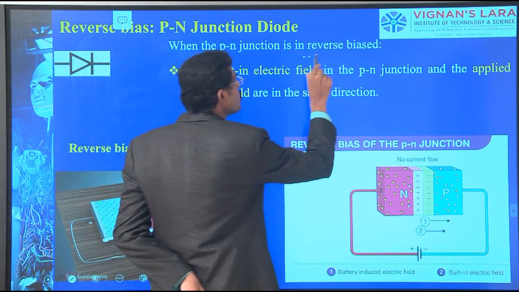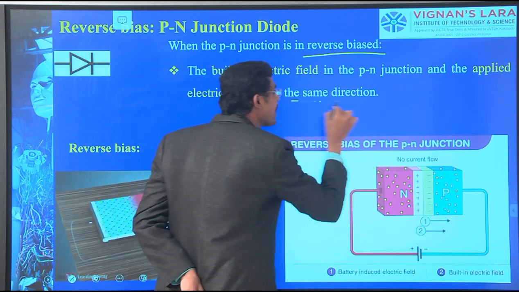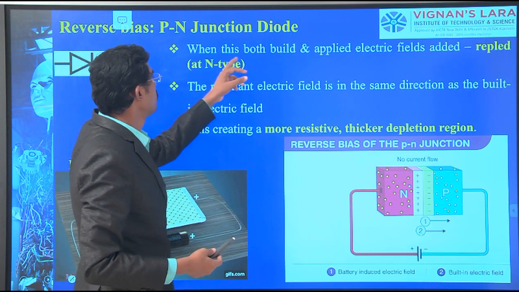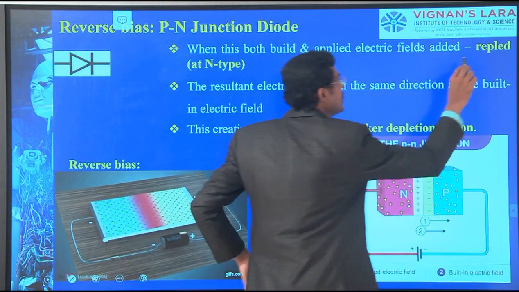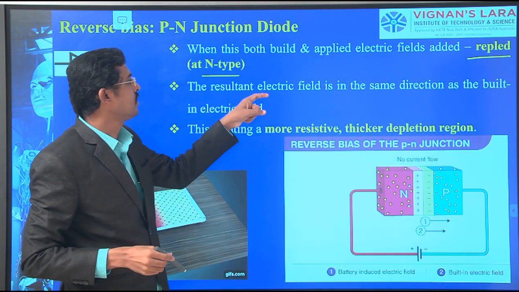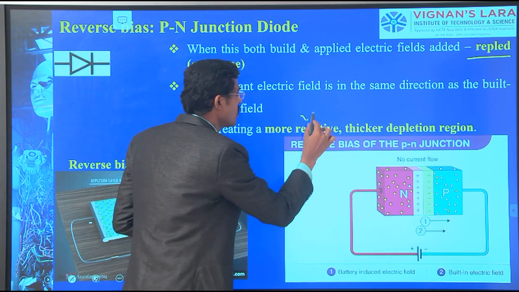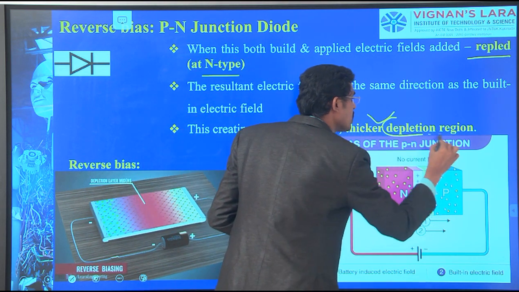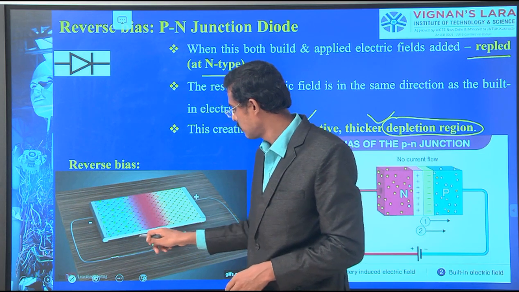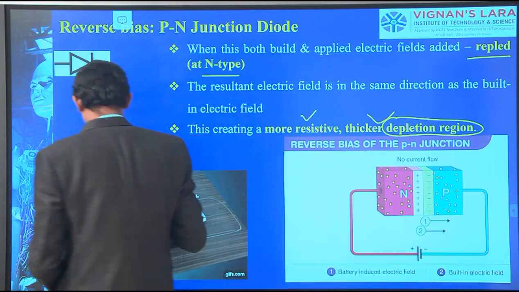When the p-n junction is reverse biased, the built-in electric field in the p-n junction and the applied electric field are in the same direction. Therefore, the built-in and applied electric fields repel each other. The resultant electric field is in the same direction as the built-in electric field, therefore creating a more resistive, thicker depletion region. So the depletion region is increasing. There is no use of the reverse bias.